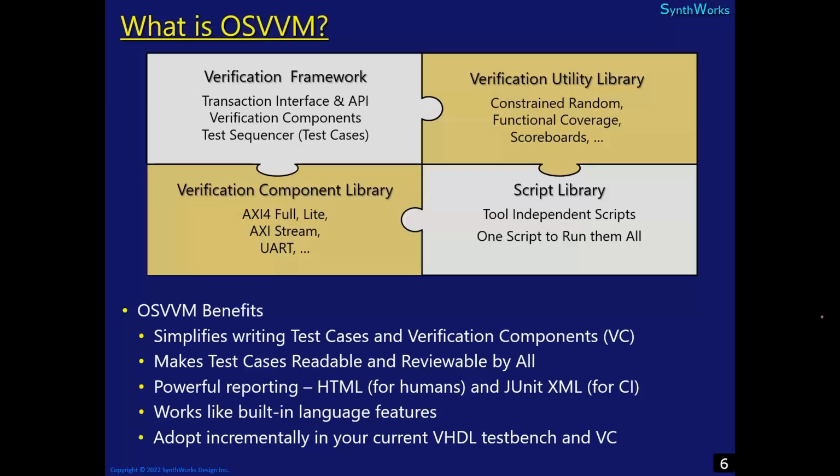Okay, we have powerful reporting. We have HTML for humans to look at, and we have JUnit XML for your continuous integration tools. We've built features at this point, through the upgrades that we went through over the summer of 2021, that make our constrained random and our scoreboards work as if they were built-in language features. If you're using the older interface, the protected type interface, you can still use that, but I encourage you to check out the singleton interface, which I'll be talking about briefly today, but in more detail in the fourth webinar.